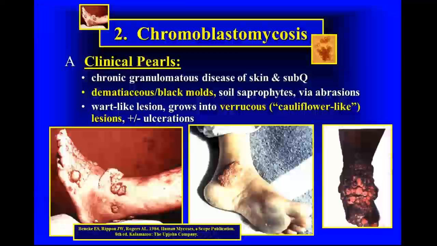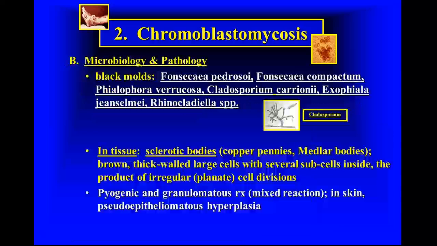The second of your subcutaneous mycoses is chromo. Chromo produces these very ugly verrucous or cauliflower-like lesions. And it's produced by black or dematiaceous molds. Again, soil saprophytes via an abrasion.